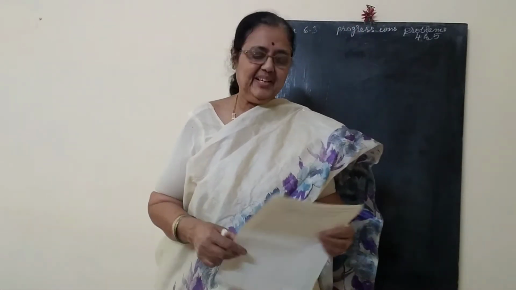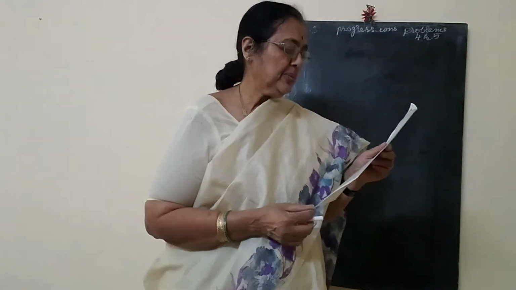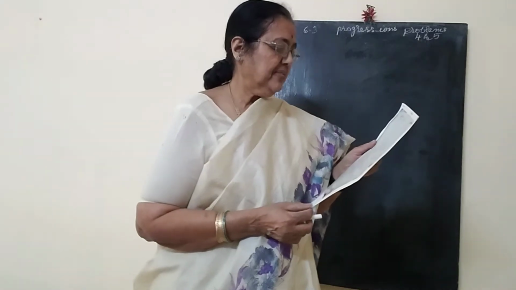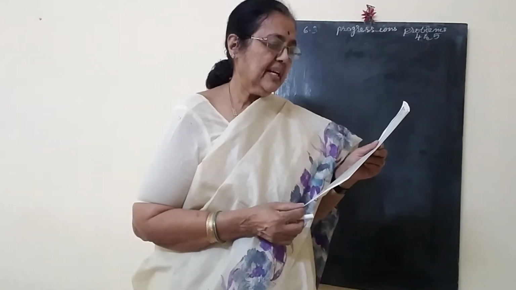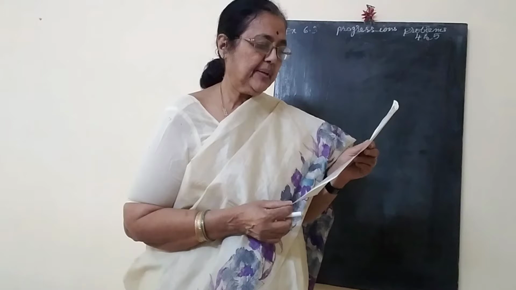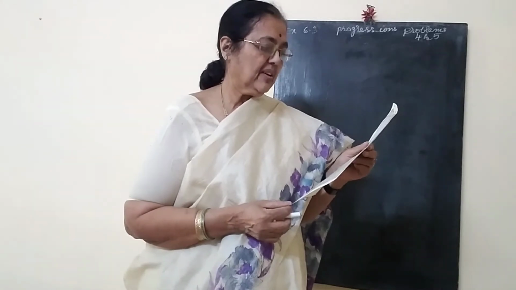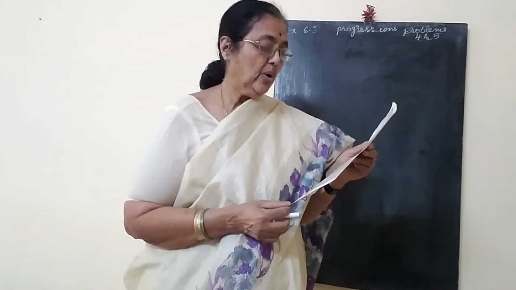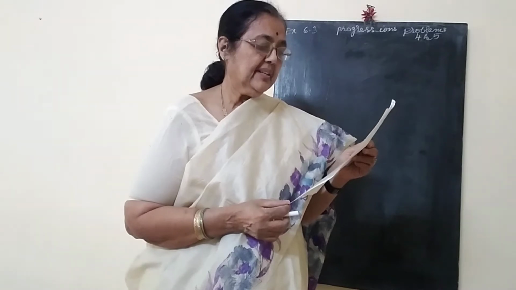Hello. Today I am teaching you exercise 6.3, fourth problem and fifth problem. That is in progressions. So the fourth problem is: the first and last terms of an AP are 17 and 350 respectively. If their common difference is 9, how many terms are there and what is their sum?